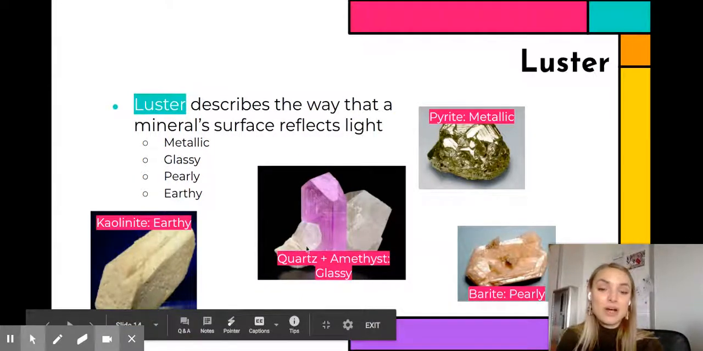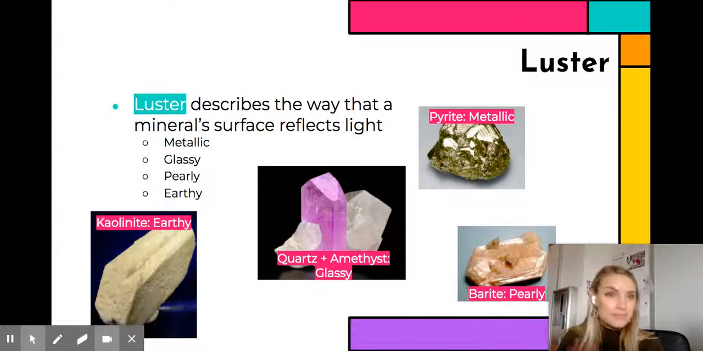If we look at this quartz and amethyst, so amethyst is a purple variety of quartz, they have what we call a glassy luster. Or in some textbooks or some circles, people might say vitreous. If you've ever heard the term vitrine, that means window in French. So vitreous or glassy luster means it reflects light, very similar to how glass reflects light. It's almost transparent and it's got a very good reflective surface.